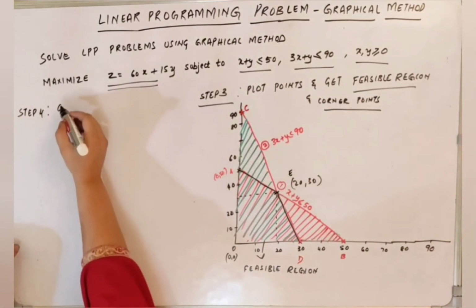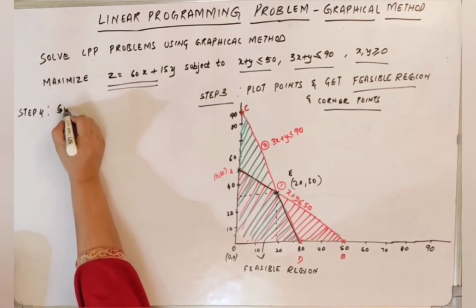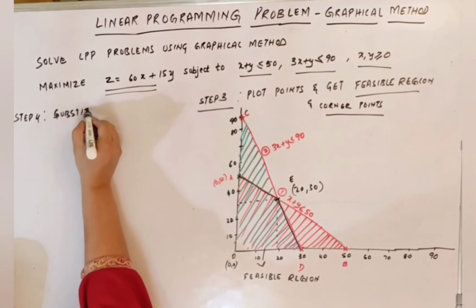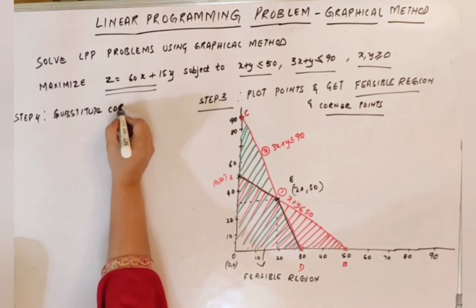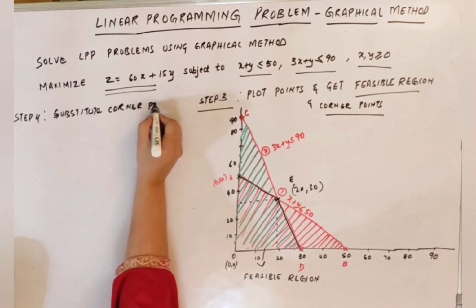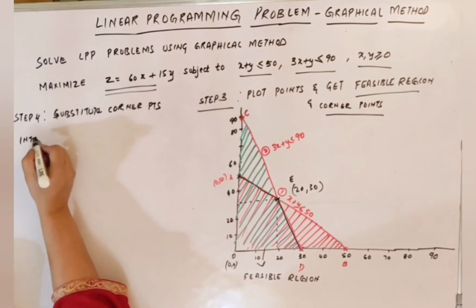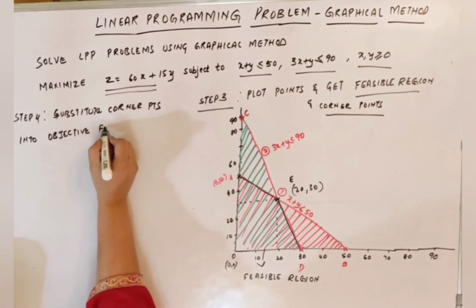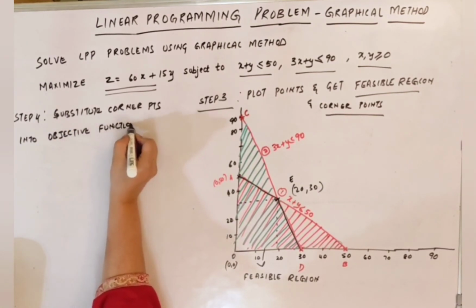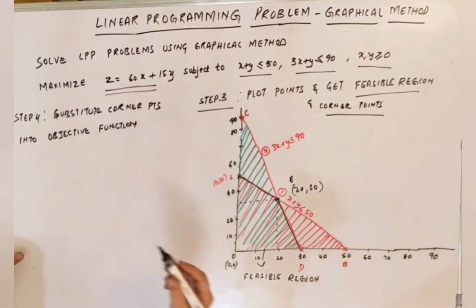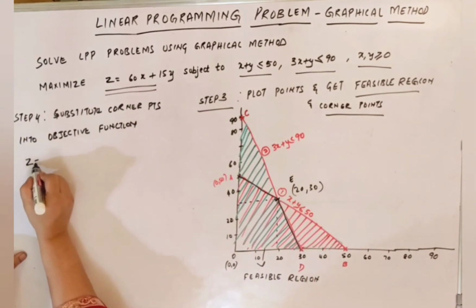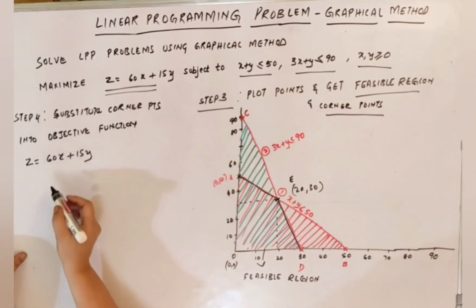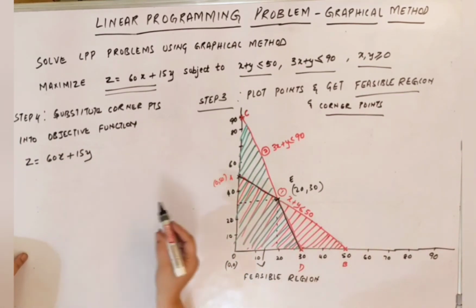Now what is step 4? We'll have to substitute corner points into the objective function. Each of these points we will have to substitute. Now what is the objective function? 60x plus 15y. Let's substitute all the points one by one.